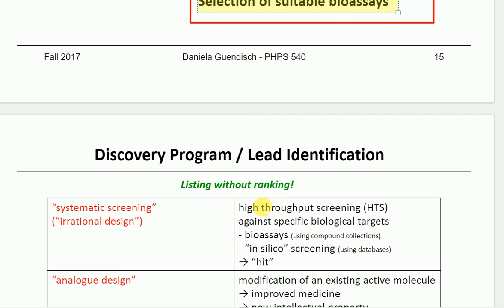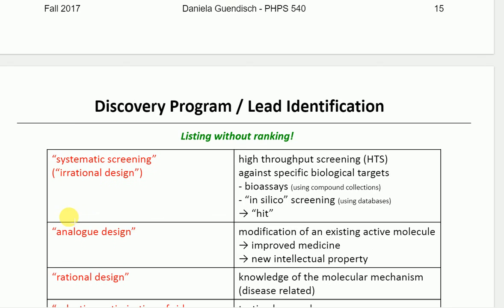Discovery program, lead identification, listing without ranking. We have systematic screening, rational design, listing, okay, high throughput screening, HTS.